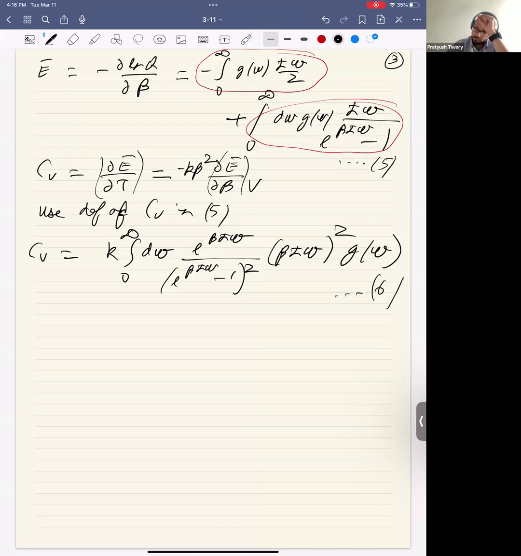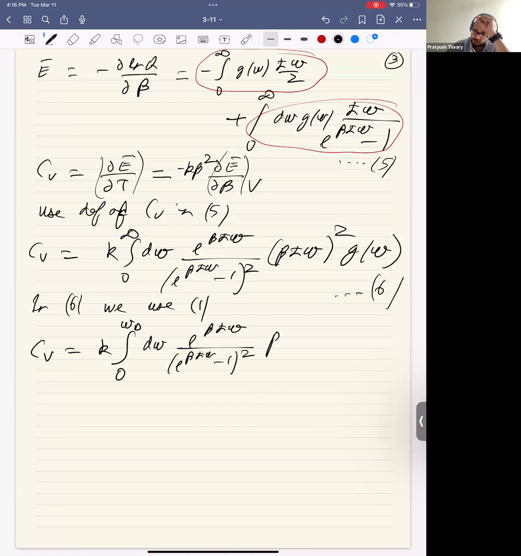Now we will use the expression for g of omega in 6. We use 1, which is Debye's expression, okay? So we do that. What do we get? We get CV is equal to K. And now instead of 0 to infinity, it will be 0 to omega D, d omega, e to the power beta h cut omega by e to the power beta h cut omega minus 1 whole square, beta h cut omega square, and 3V omega square by 2 pi square cs cube. More and more horrible algebra, but that's what it is. Equation 7.